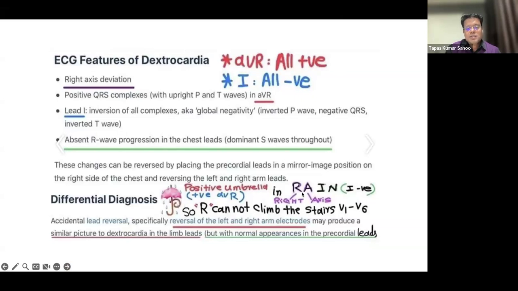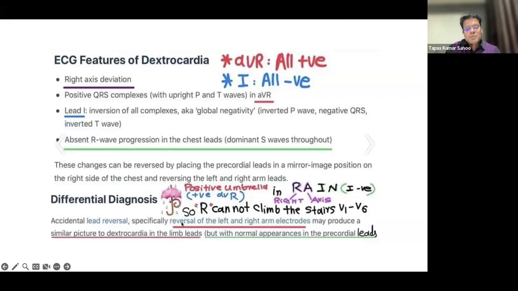And for the differential diagnosis, just a formula I want to share with you. RAIN. RAIN is RA, right axis deviation. IN, I means lead 1 is negative. Clear? So RAIN. And you will get a positive umbrella. That means positive AVR. Positive umbrella in RAIN. This is the clue. And the umbrella is your AVR, positive. And there would not be any R wave progression. So R cannot climb the stairs from V1 to V6. So these are some of the things that would be asked.